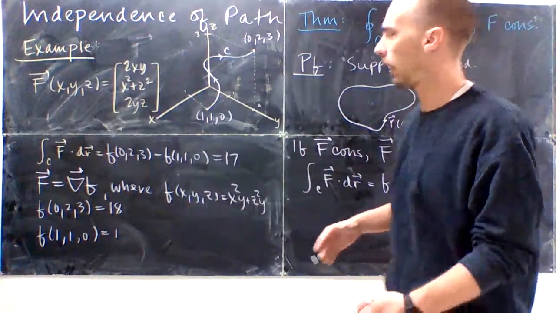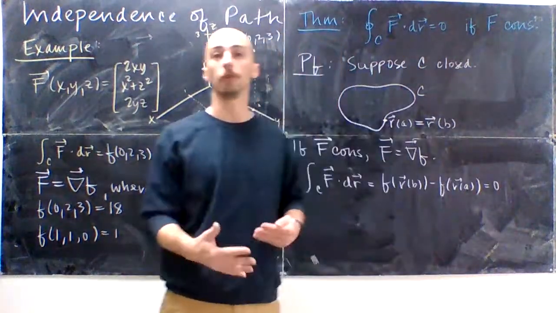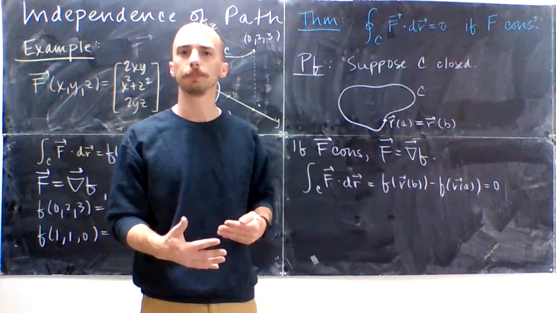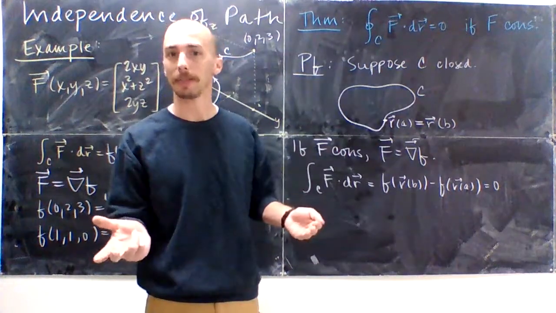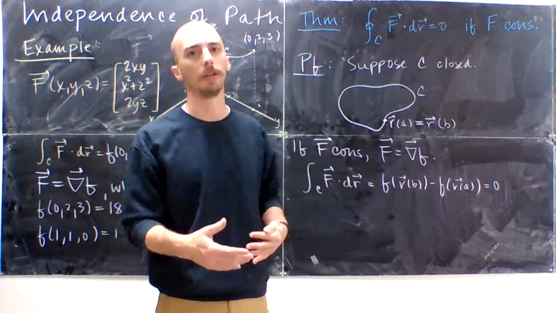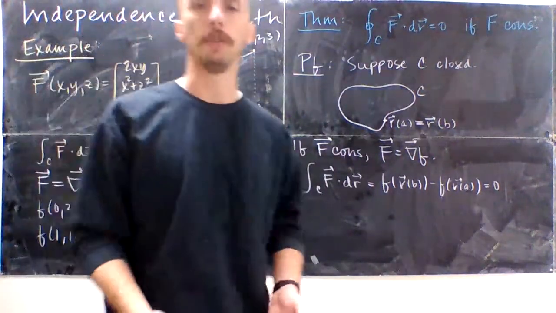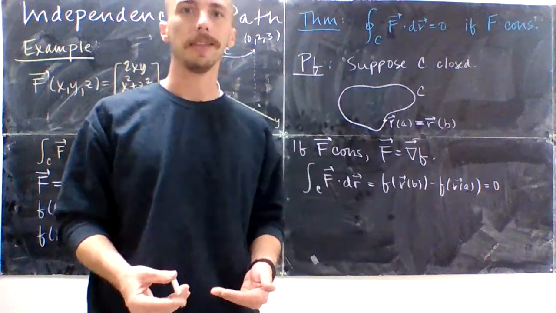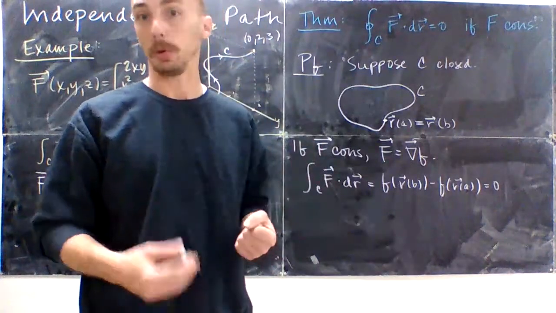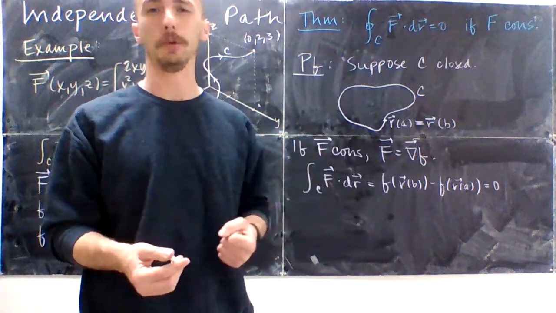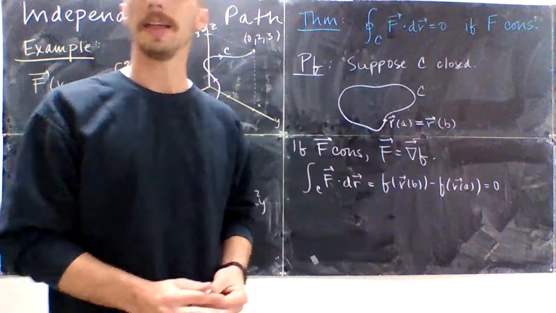But I will tell you that the fundamental theorem of line integrals, or the independence of path thing, actually goes both ways. So just remember that if the vector field is conservative, then we can use this trick where we use the potential function to evaluate a path integral rather than going through the whole rigmarole. And that's all I got for you today.